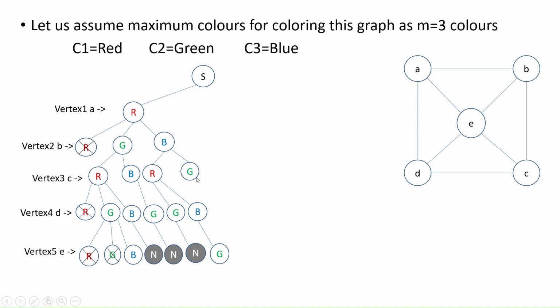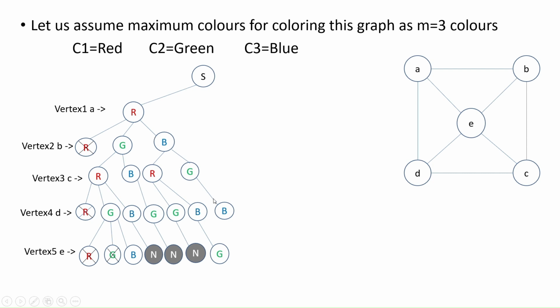Is it able to be colored with green? It is not possible, right? So now we are checking with blue color. Here the fourth vertex is colored with blue. Is it possible to color the fifth vertex with any of these three colors? No, because there is no other color left.